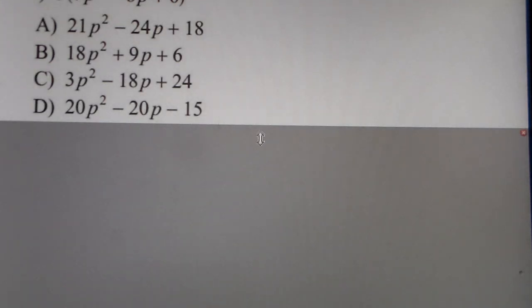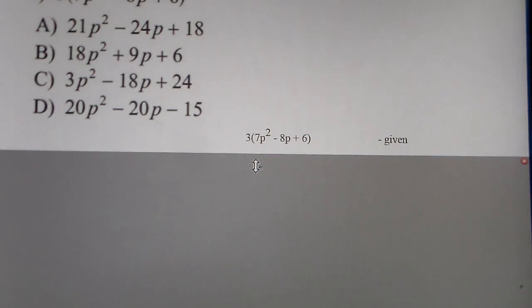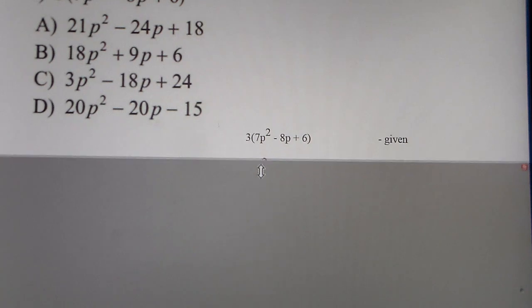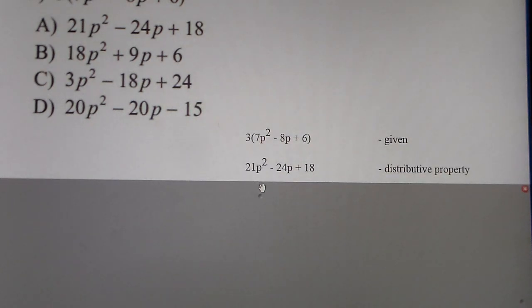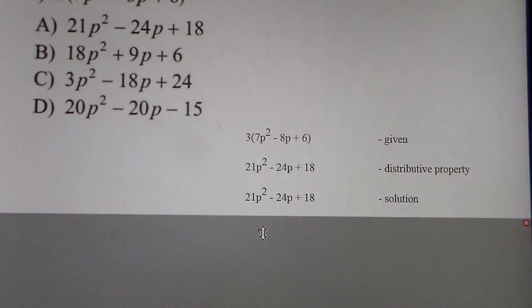Problem number 11. We're going to distribute once again. It's 3 times 7p squared minus 8p plus 6. That's our given. So 3 times 7 gets you 21p squared. 3 times the negative 8p gets you negative 24p. And then 3 times 6 gets you 18. That is our solution.